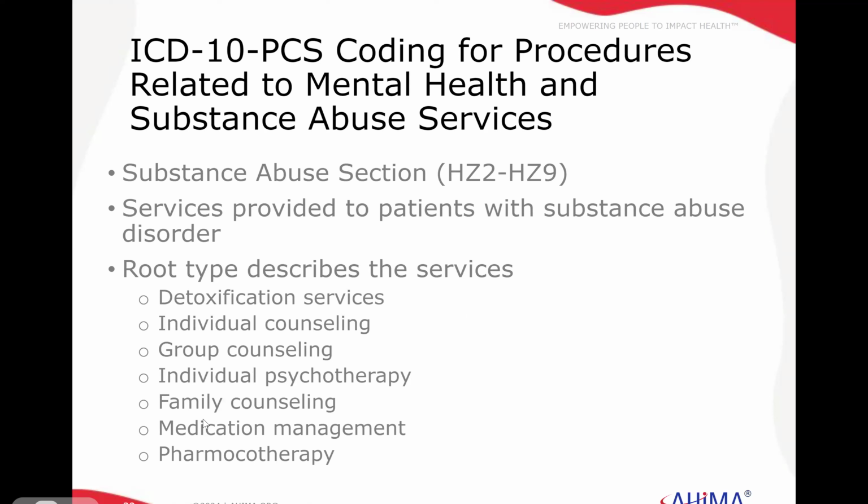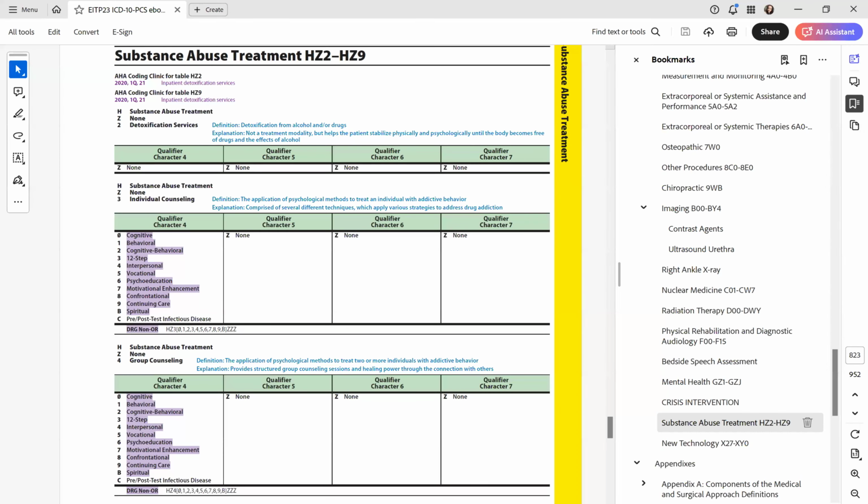Substance abuse is a little bit different. Let's take a look at that table. That's HZ2. And again, with these, we see HC2, H for substance abuse treatment. Again, the second character really isn't relevant here, right? The 4th character, the qualifier. The 5th character, also the qualifier. The 6th and 7th. Let's focus on the 4th.